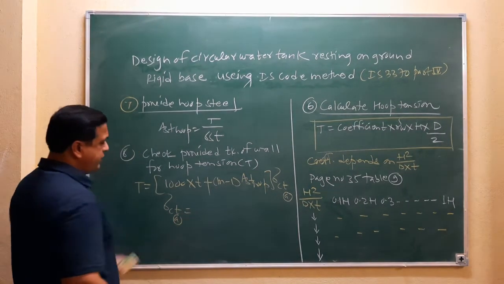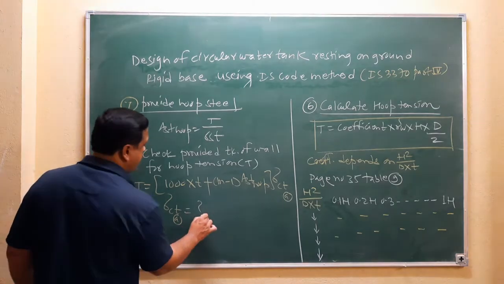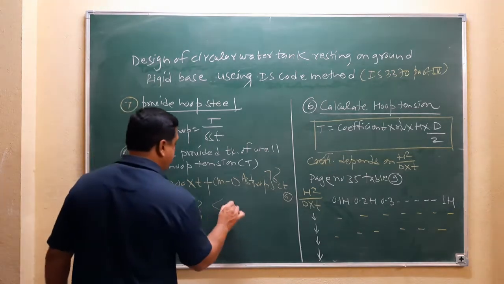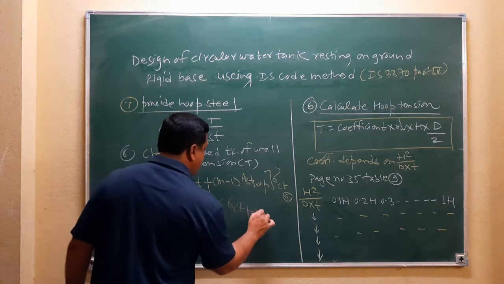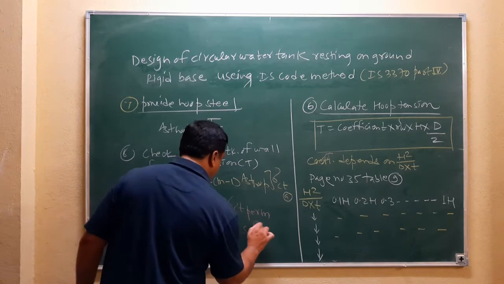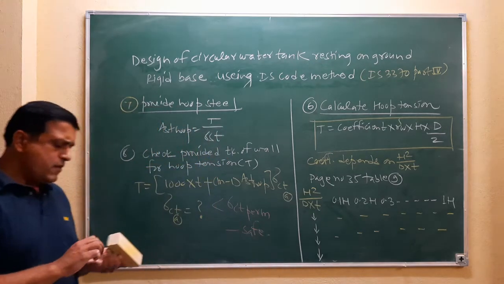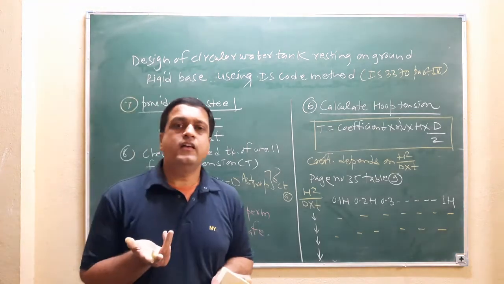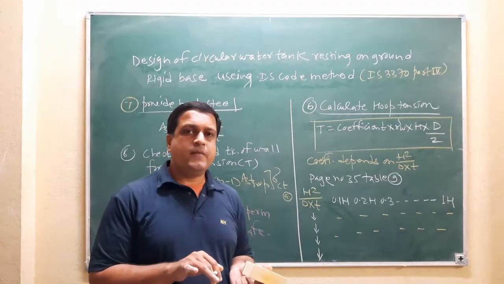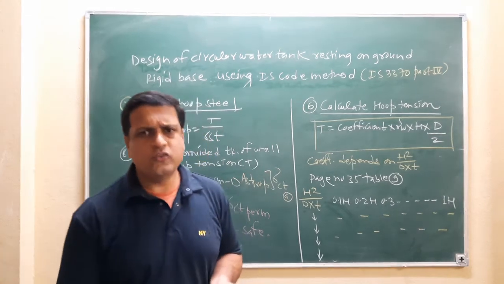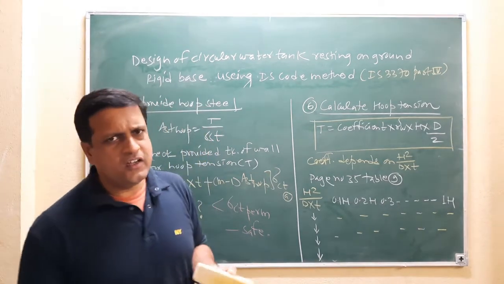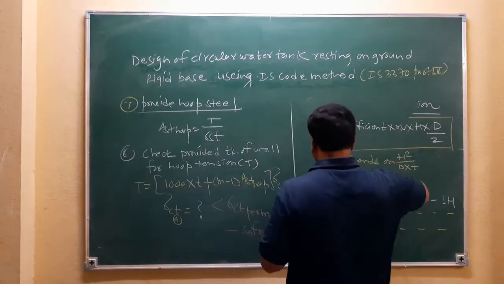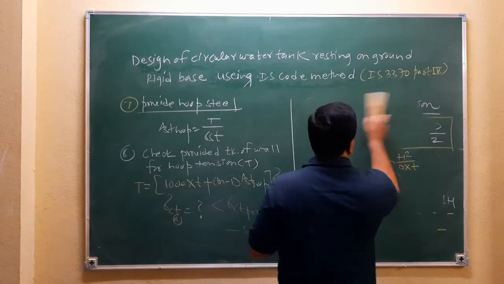And if this value is less than sigma_ct permissible, then our provided thickness is safe for the hoop tension. So what we have done, we have provided the thickness in the first step, and that thickness should satisfy the bending moment and hoop tension. That's it. Now the last step, what you have to do?